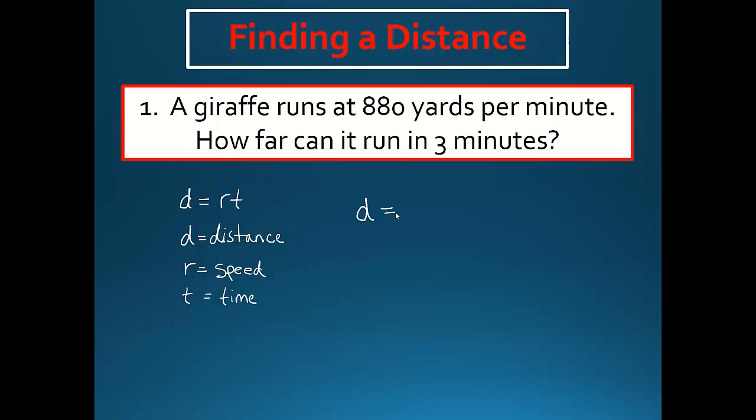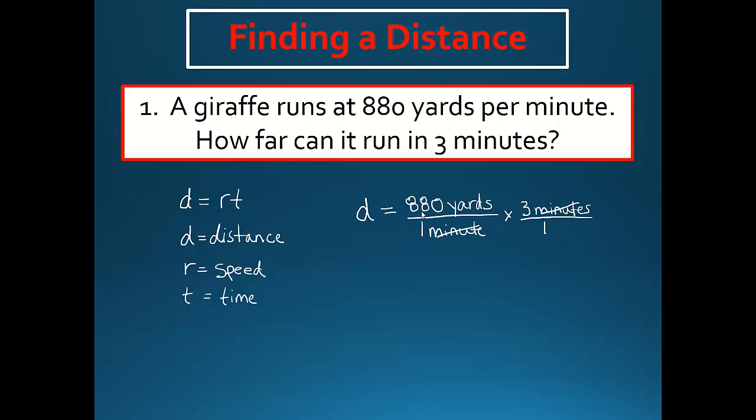So we're going to have that equal to our speed, and our speed is 880 yards per minute. So we have 880 yards in 1 minute. And then we need to multiply that by t, or the time. And the time would be 3 minutes. So we'll multiply that by 3 minutes. We can write that over 1 to make it a fraction. Notice that we have minutes on the top and minutes on the bottom, so those will cancel out.